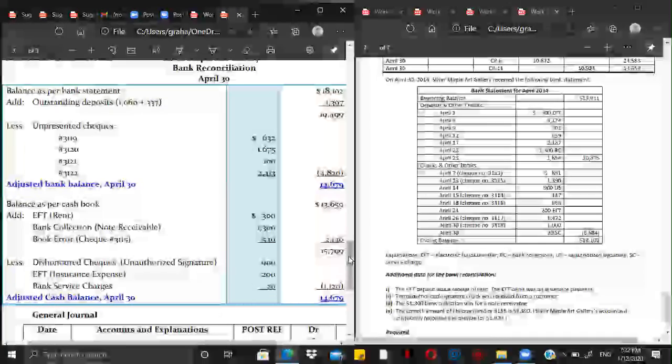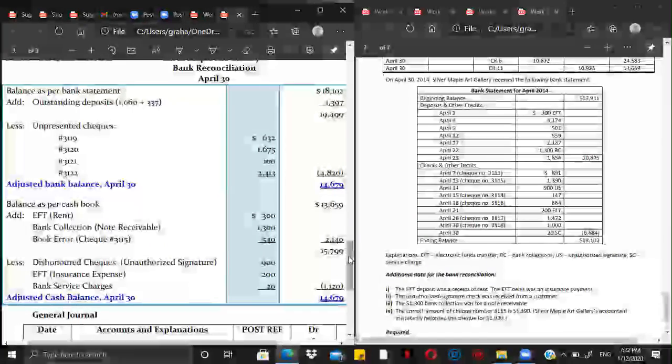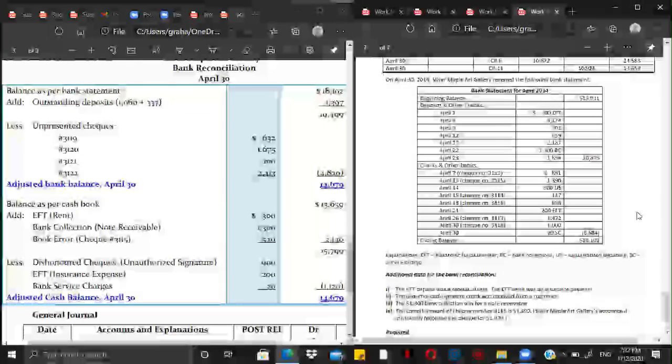So now we're going to look on the payment side of our cash book and see if we see that same $200, because we're supposed to have everything on our cash book like in our bank statement. There's no $200 there. So therefore, we will have to reconcile for that as well.